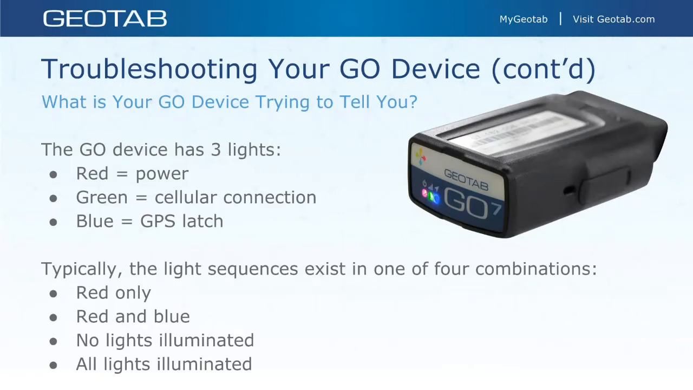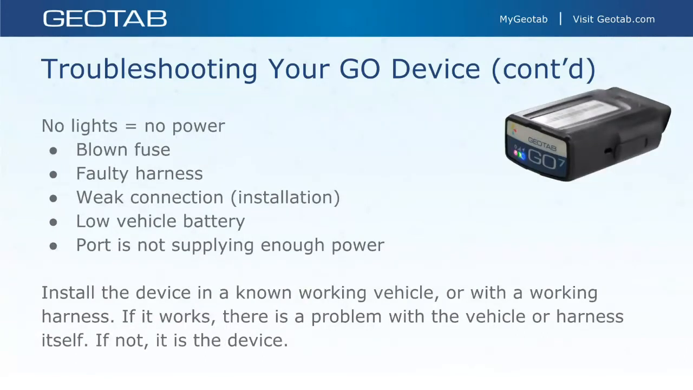Typically, the light sequences exist in one of 4 combinations. You may have red only, red and blue, no lights are on, or all lights are on. Again, typically you're not going to see something like green and blue, because if there's no red, there's no power, and if there's no power, you're not going to have any lights on. So just keep that in mind. No lights equals no power.